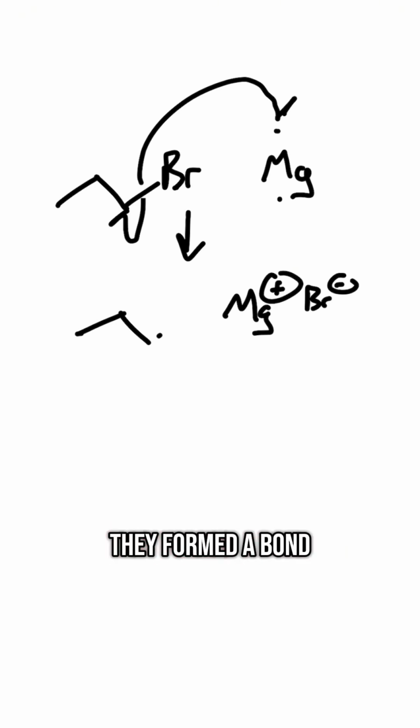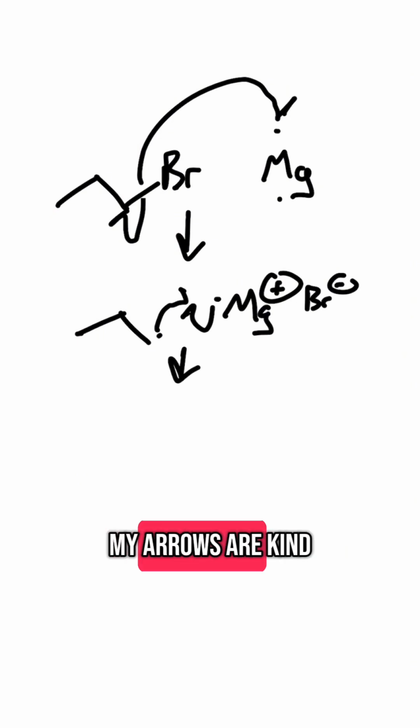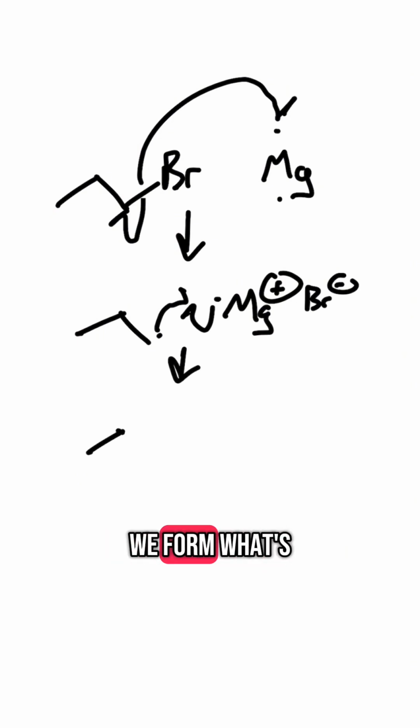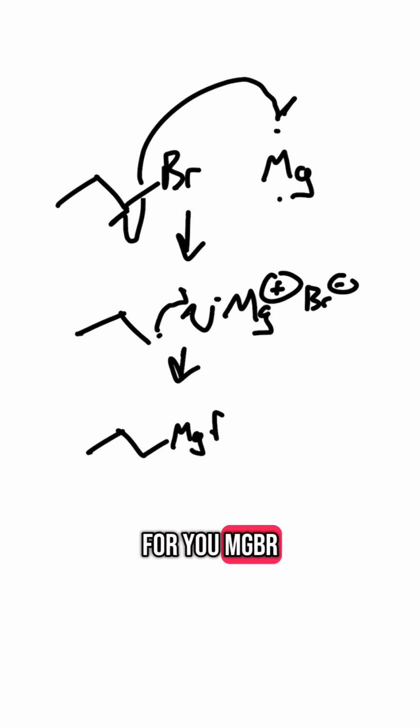Because they formed a bond, and then we have one more dot, and they go, all right, let's be friends here. Sorry, my words are kind of garbage. And then we form what's called the Grignard reagent. This right here, MgBr.